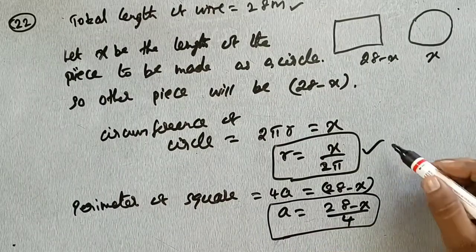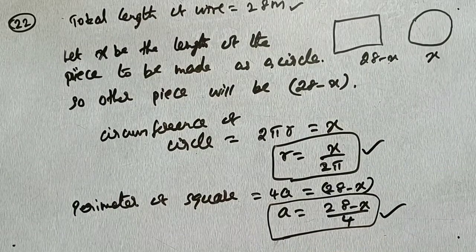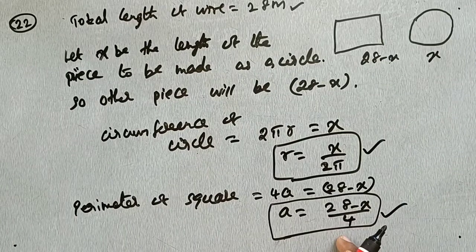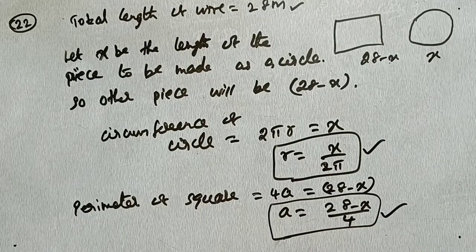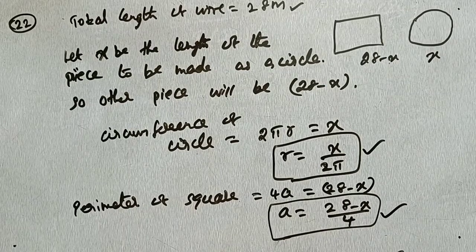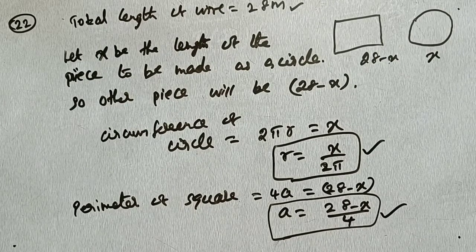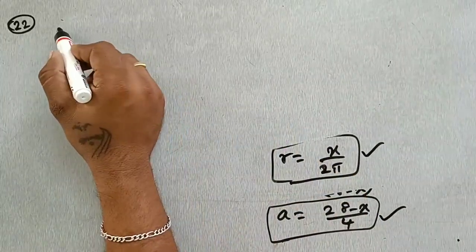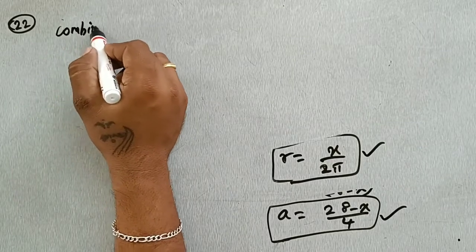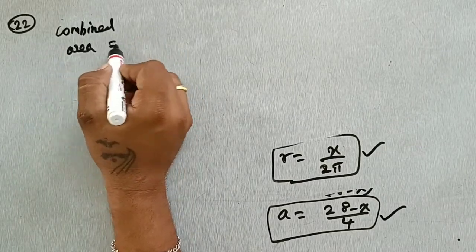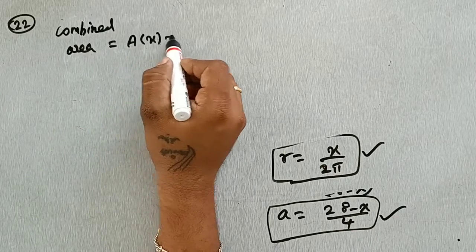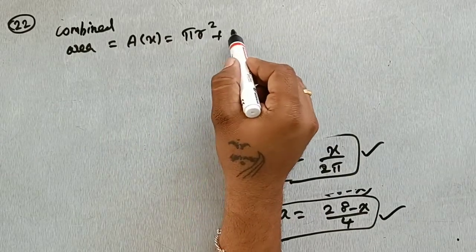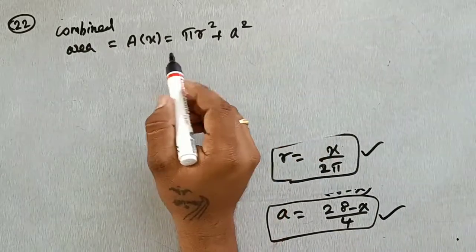So now I found the value of r, I found the value of a. So from these two I can find the area of circle and the area of square. Then finally we can combine both areas, that is called the combined area of the circle and the square. So now combined area, in terms of x, equal to area of circle, that is pi r square, plus area of the square, that is a square. So substitute the values now.